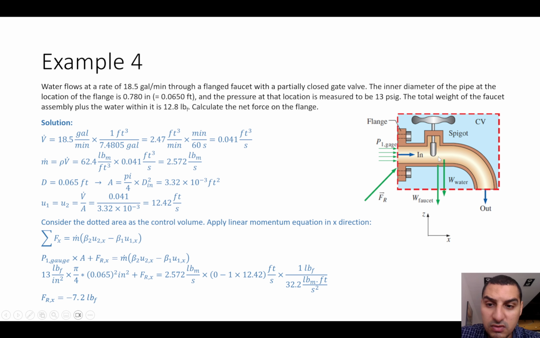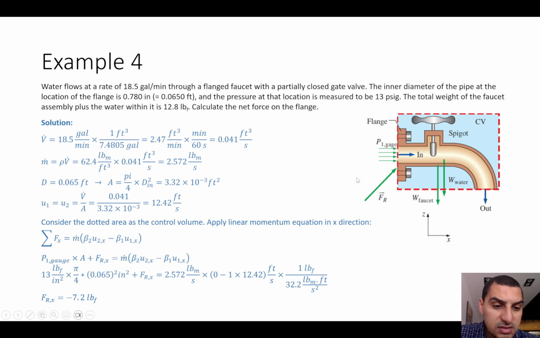We know the total weight of the faucet and the water inside it is 12.8 pound force. It's the weight, it's already calculated, it's not the mass. So we need to see how much force is on the flange or on the bolts. There is a reaction force that is keeping the faucet in place.